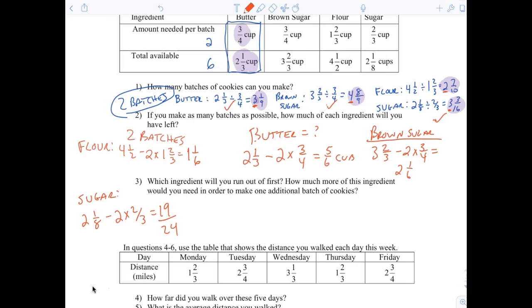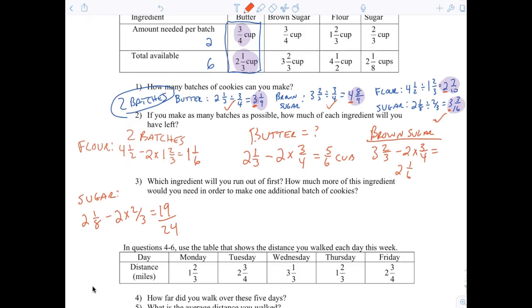Now, number 3. Which ingredient will you run out of first, Bradley? You run out of flour. So, how much more of this ingredient would you need in order to make an additional batch of cookies? Now, let's say I wanted to make 3 batches. I could make 3 batches if I had more what? Flour. If I had more flour. Everybody agree with me? So how much more flour do I need if I wanted to make that 3rd batch?